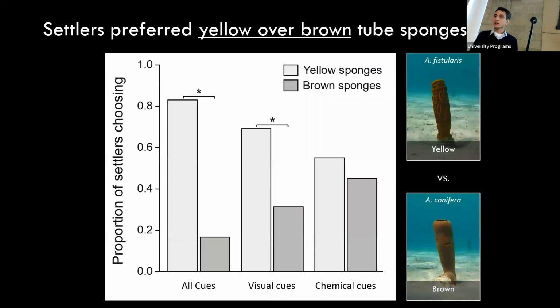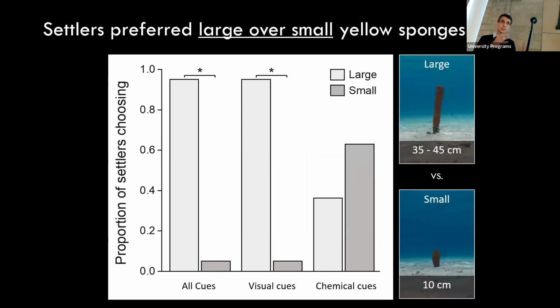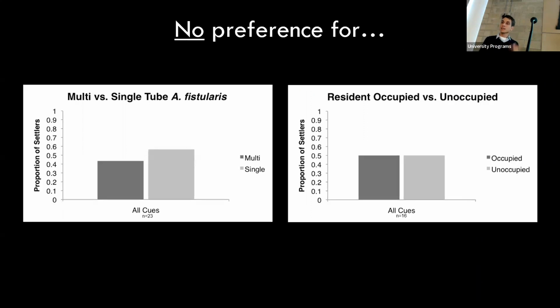Okay, and so using the choice arena, I found that settlers prefer yellow over brown sponges in both the all cue and the visual cue trials, but not during these chemical cue trials. So whenever I had standardized the cues using that mesh structure. And when comparing the large versus small yellow sponges, I found a similar result. So they prefer the large sponges using all cues and visual cues, but again, not during chemical cue trials. So there's this pattern emerging, right? Okay, and so finally, I found that settlers showed no preference for multi-tube sponges over single-tube sponges or those that were occupied by adults.